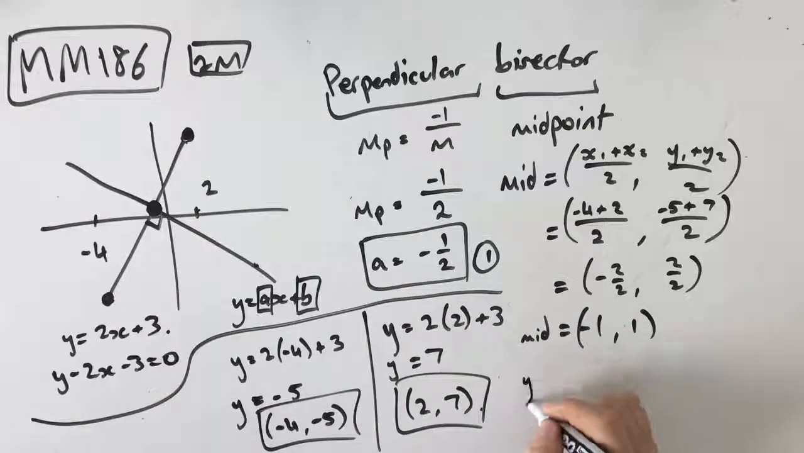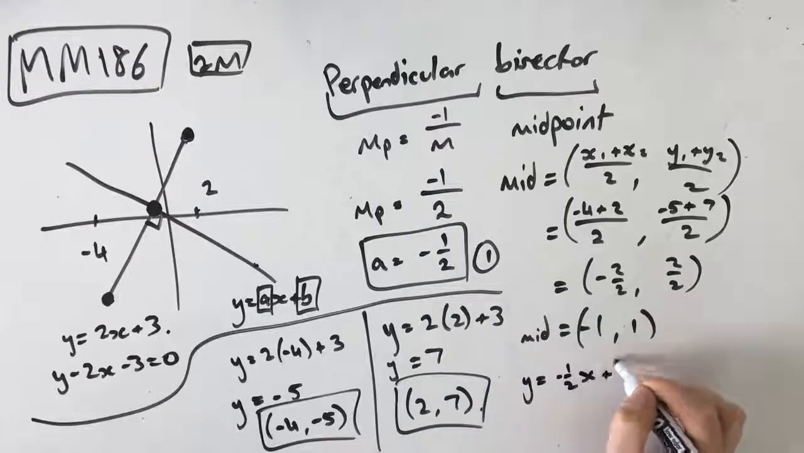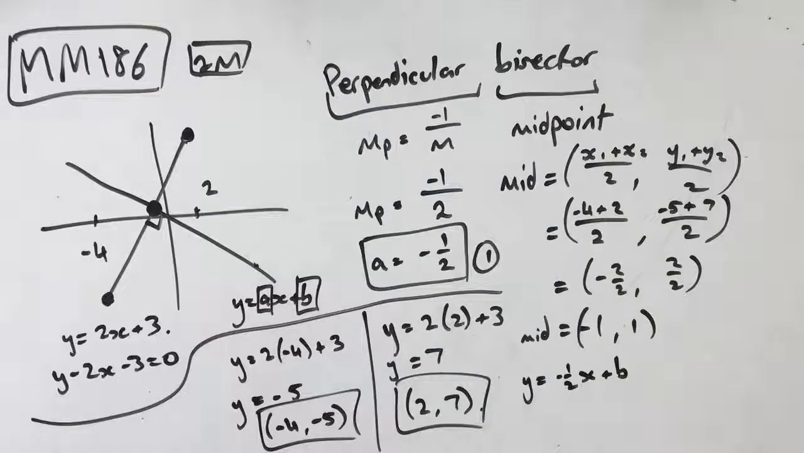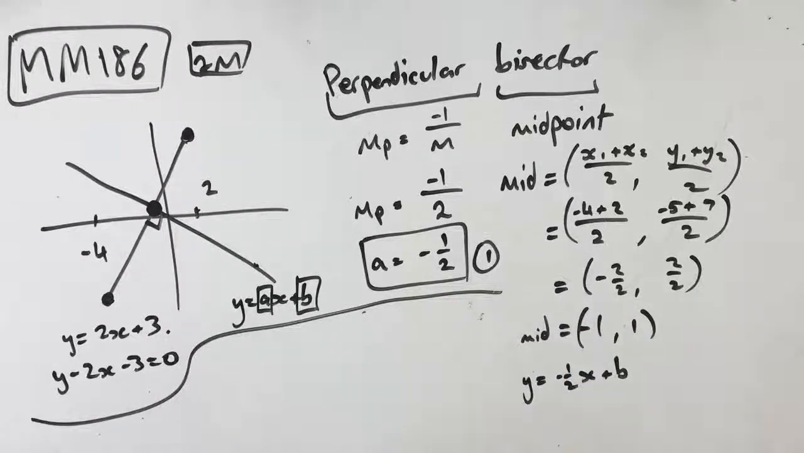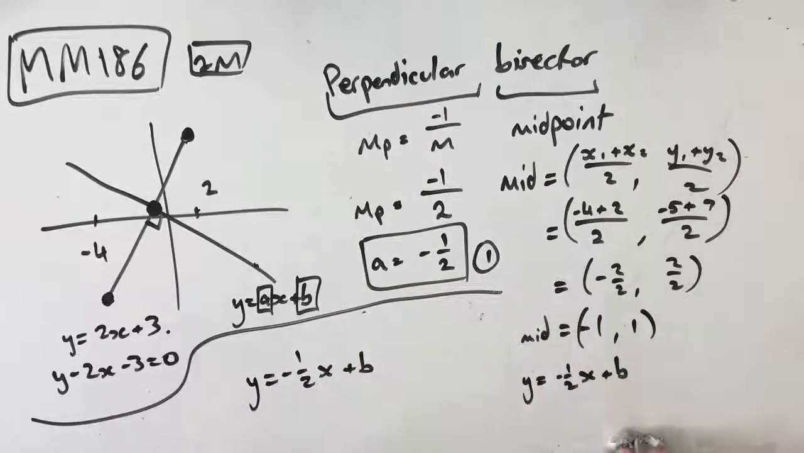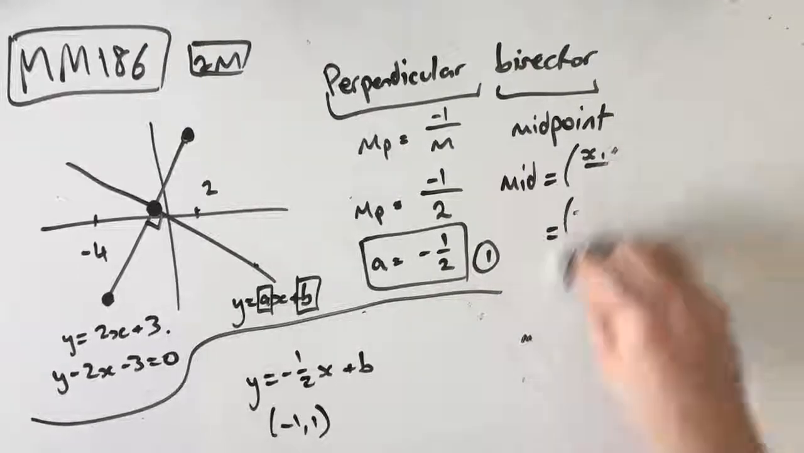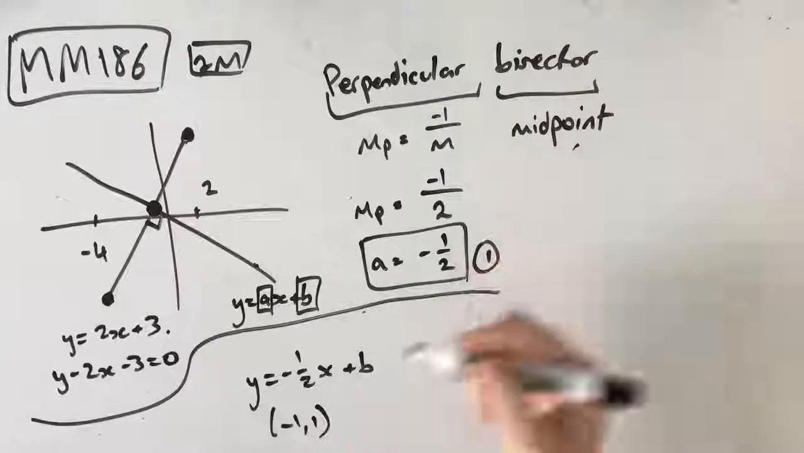And we know that the tangent is equal to -1/2 x plus b. And we simply need to sub in this coordinate because we know that it passes through that point. I'm just going to rub all of that out. So y equals -1/2 x plus b. And it passes through -1, 1. Awesome. So that means that we just need to sub our values in.